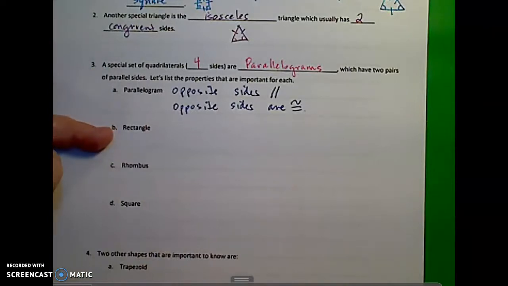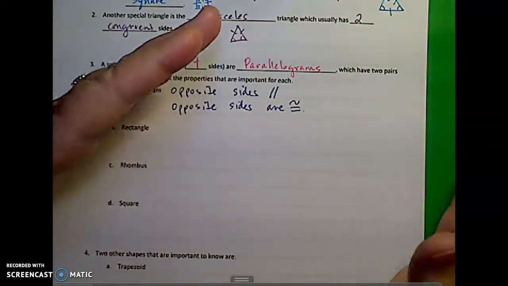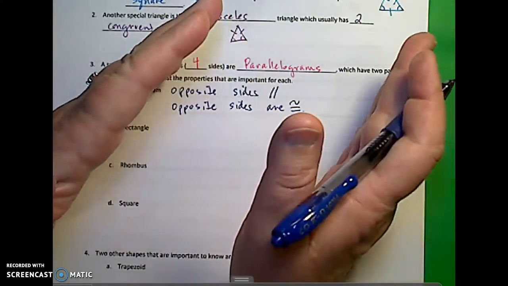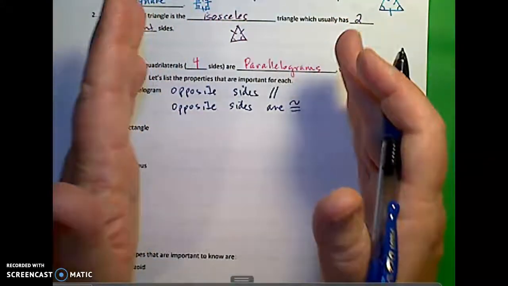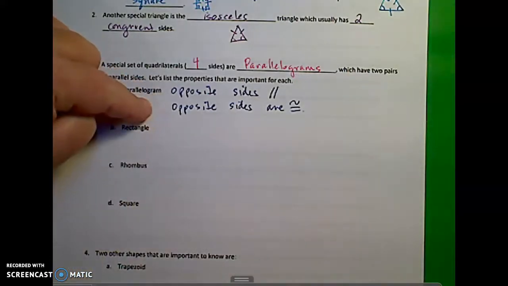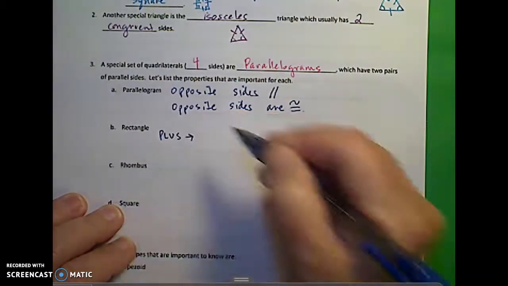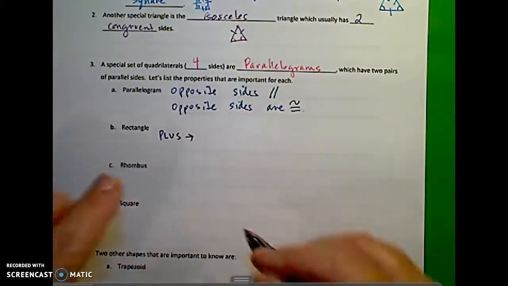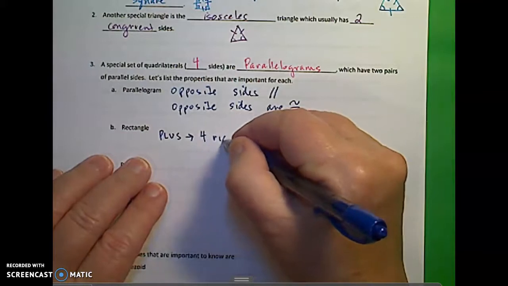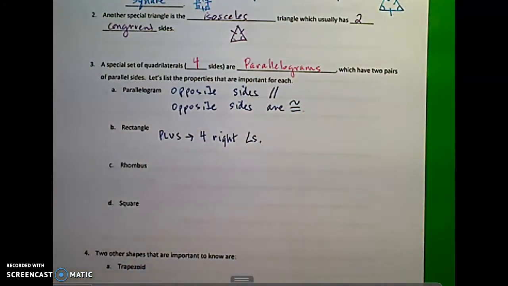Now, another type of parallelogram is a rectangle. So what else do we know about a parallelogram that makes it a rectangle? You have to think about that parallelogram, instead of being slanted edges, it's going to straighten up. That's the way I like to think of it. So it has all of the features of a parallelogram, plus it has 4 right angles. And of course the right angles are 90-degree angles.